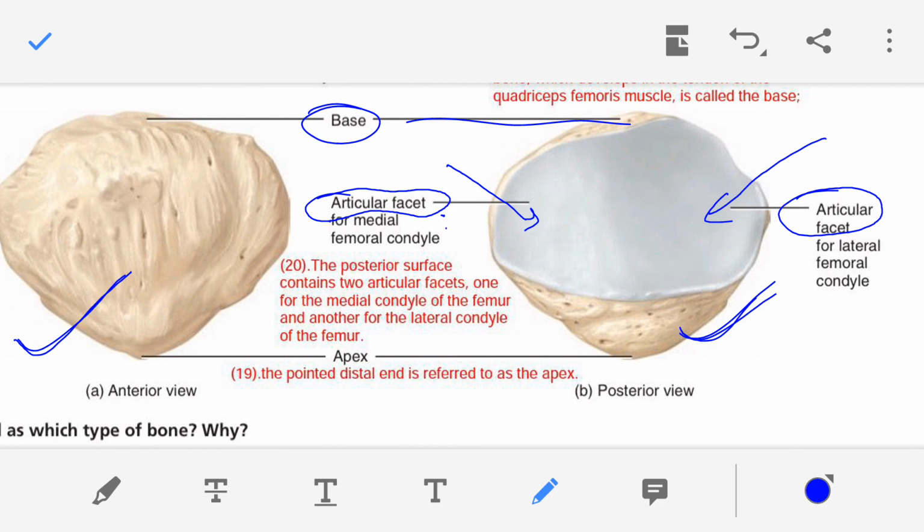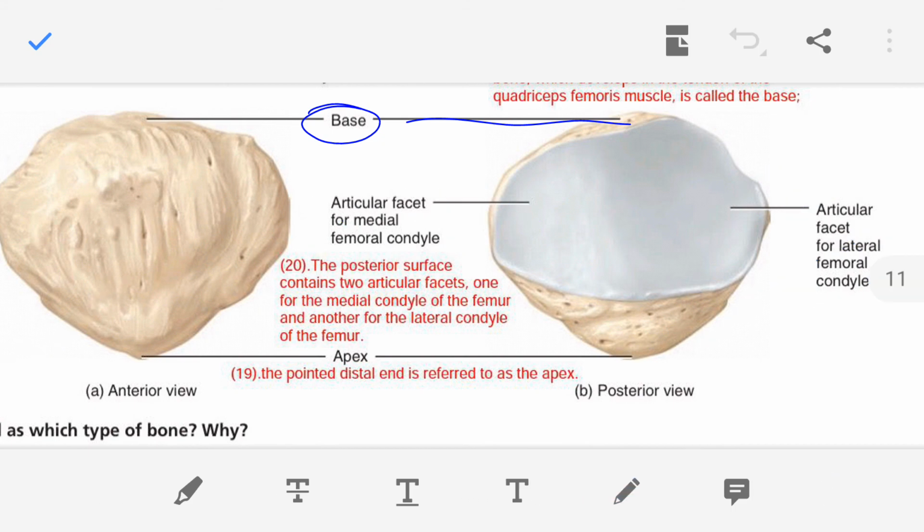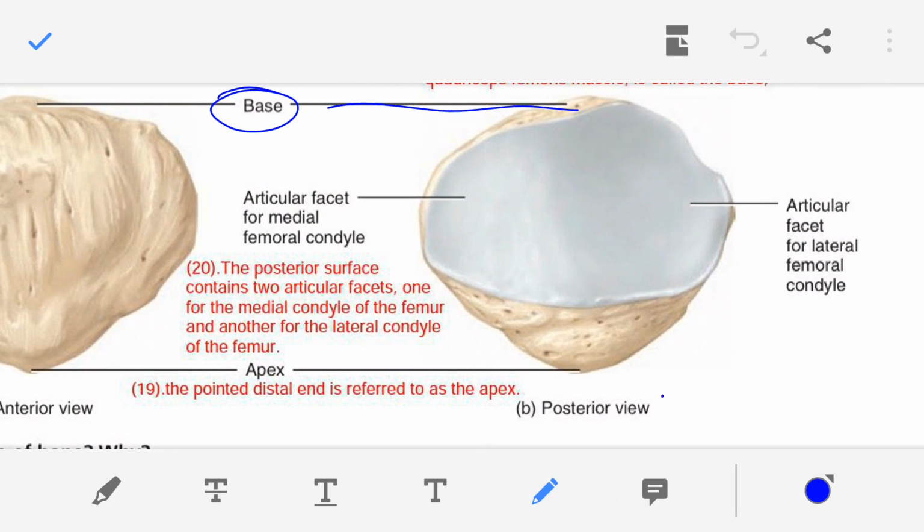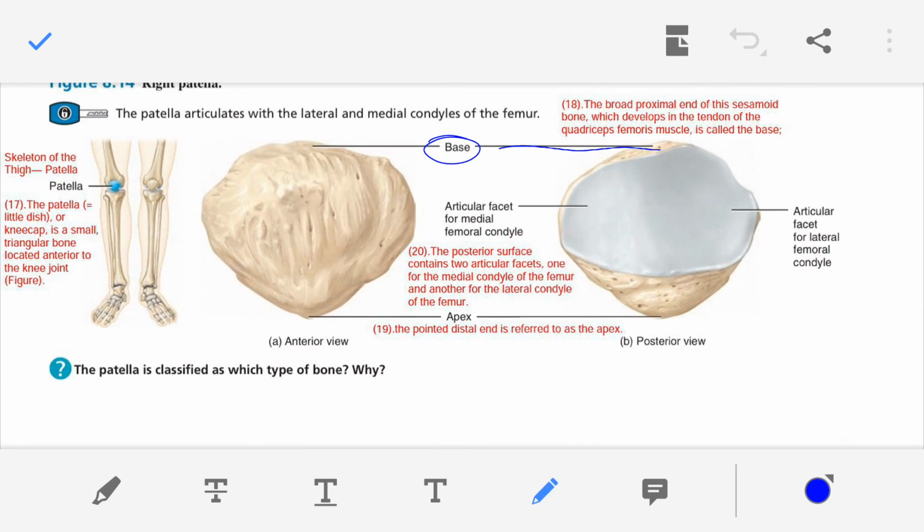they join with the medial femoral condyle, and this articular facet is covering the lateral femoral condyle. Okay, so on the posterior surface of the tela there are two facets, and one is present on the medial femoral condyle and another one is covering the lateral femoral condyle. So this is the point number 20.